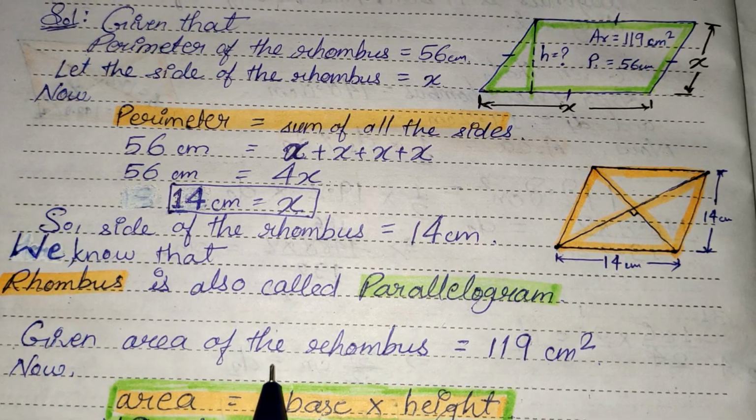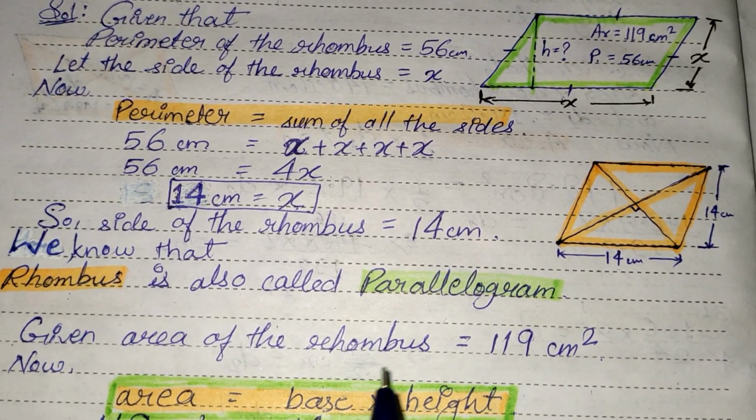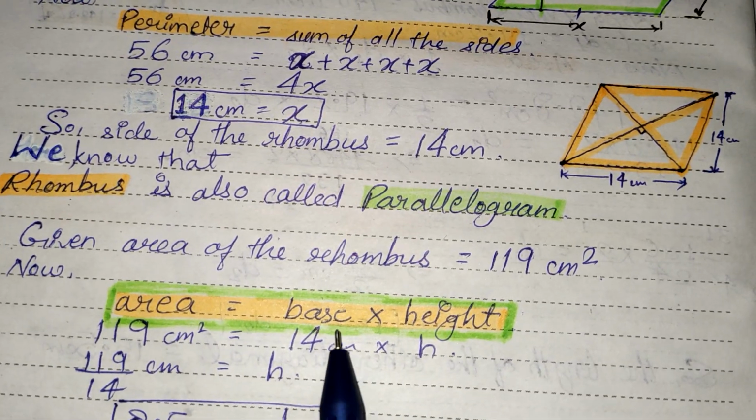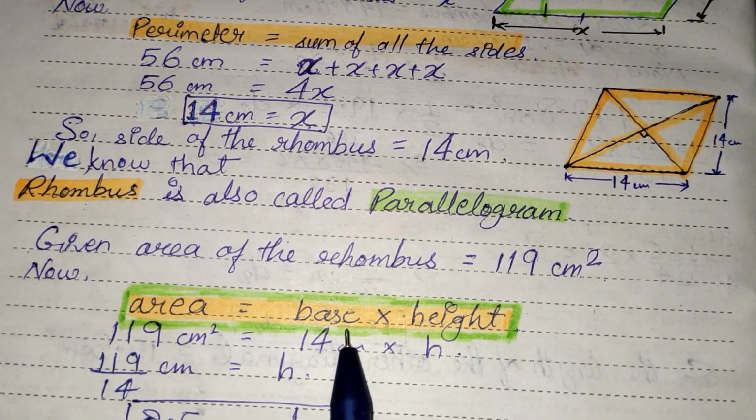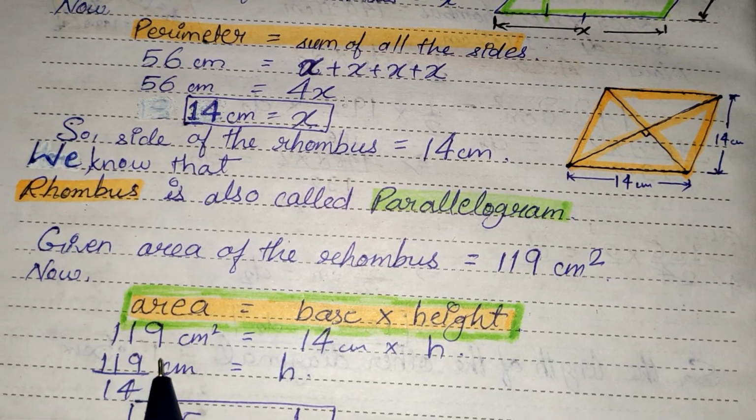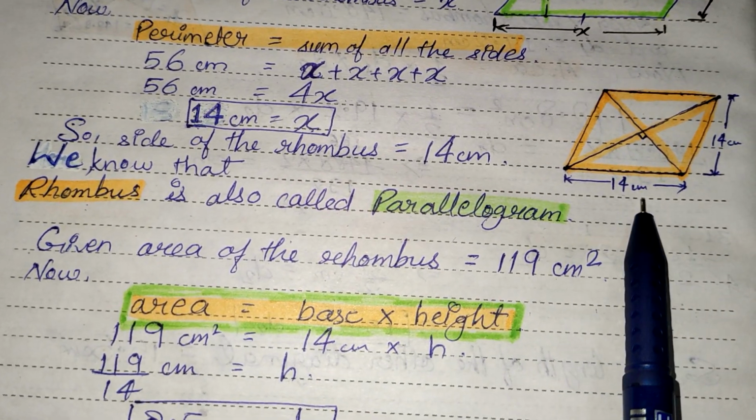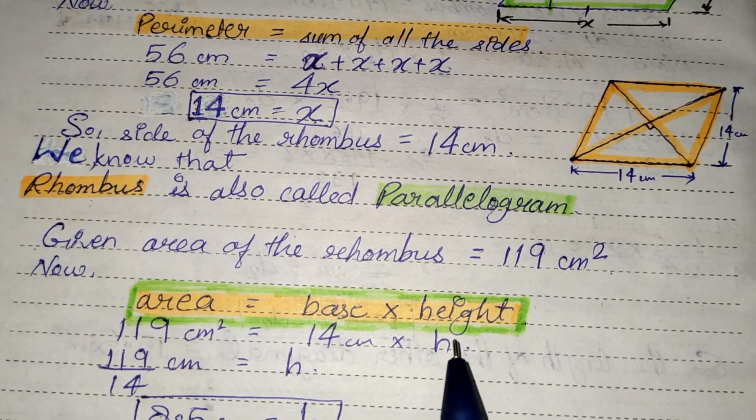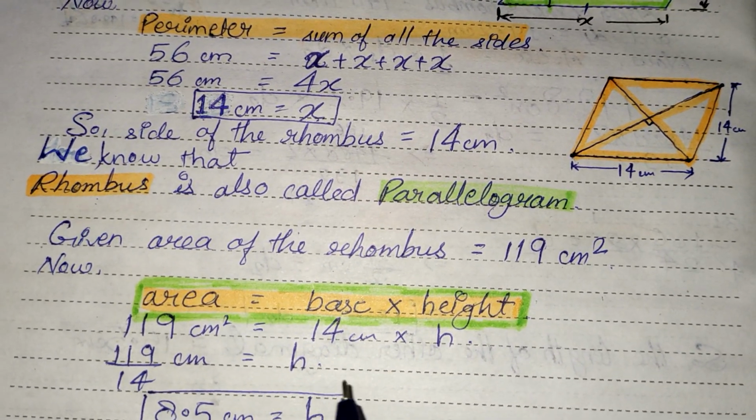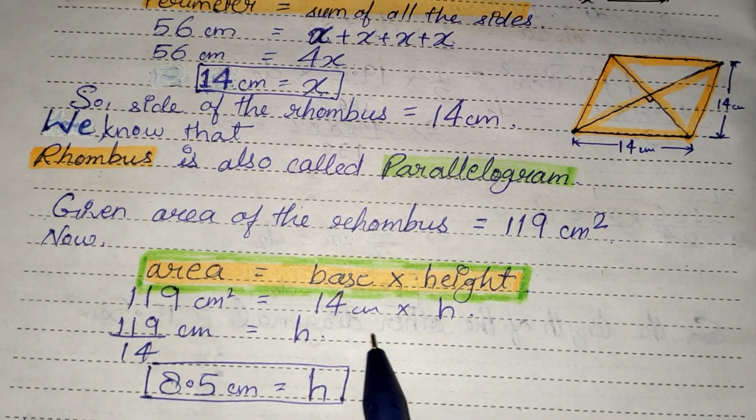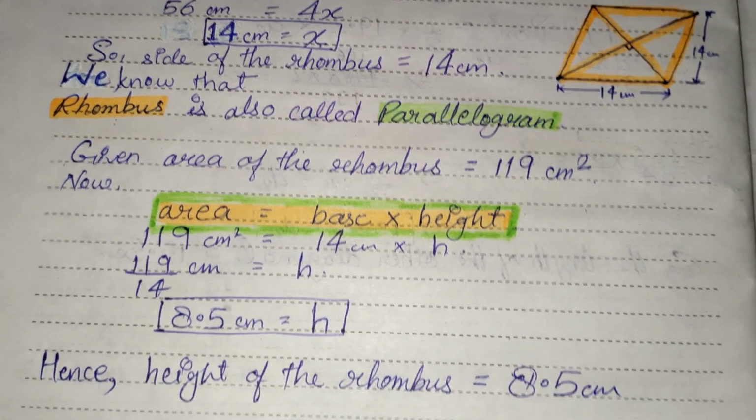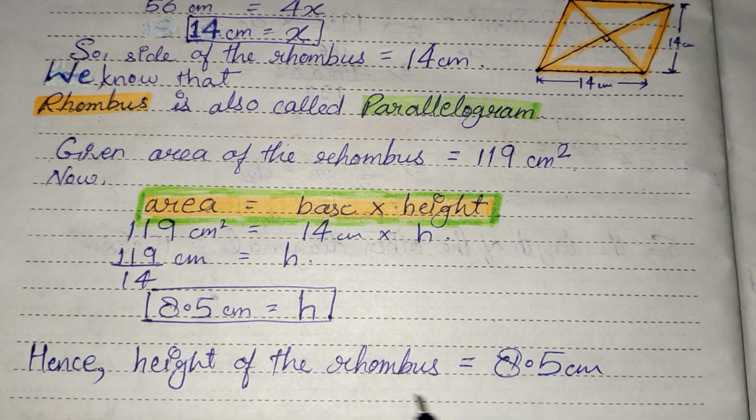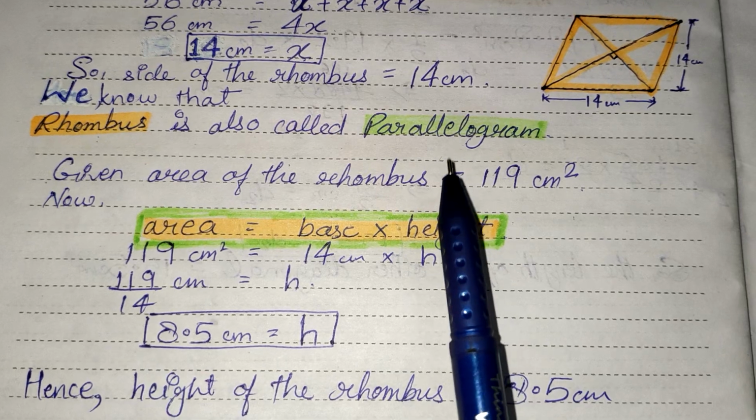Now the given area of the rhombus is 119 centimeter square. Now we know that area of a parallelogram is base into height. Area is given, base we have 14 centimeter as we found out the side, and we have to find the height. So putting the values, we have height is equal to 8.5 centimeter. Hence the height of the rhombus is 8.5 centimeter. So this is very important for this question.